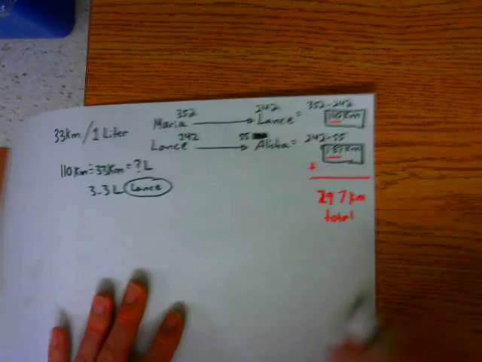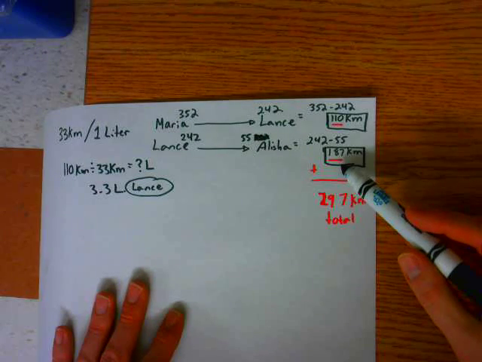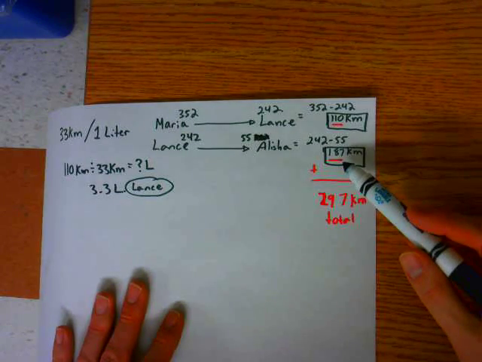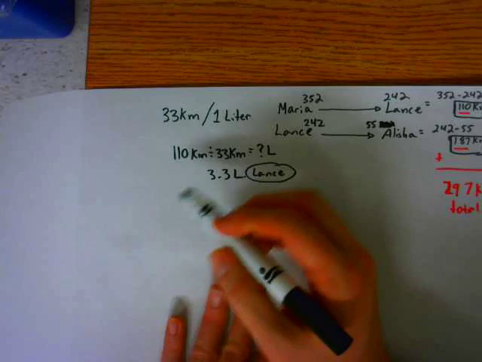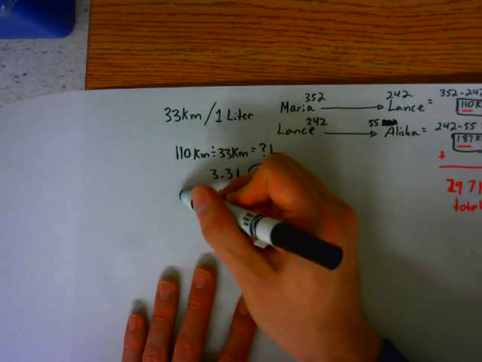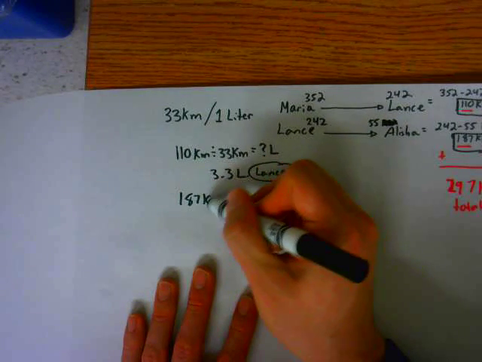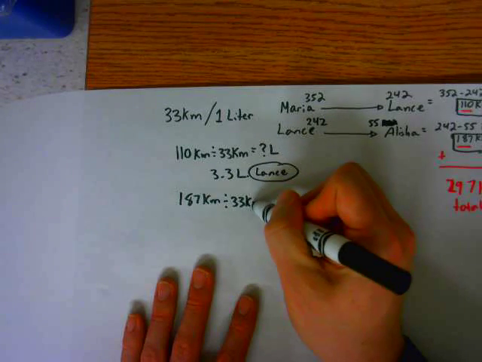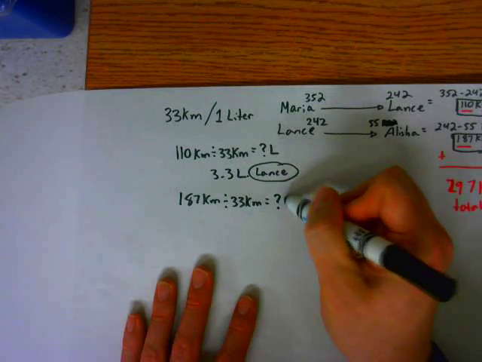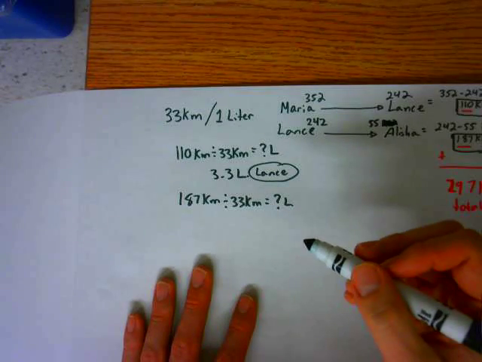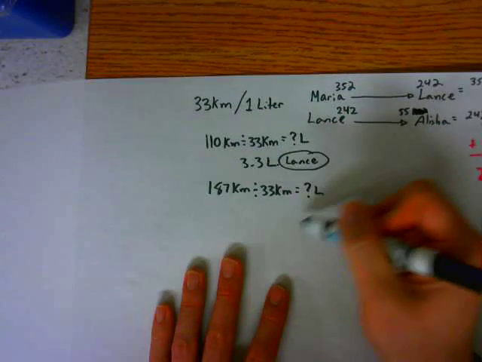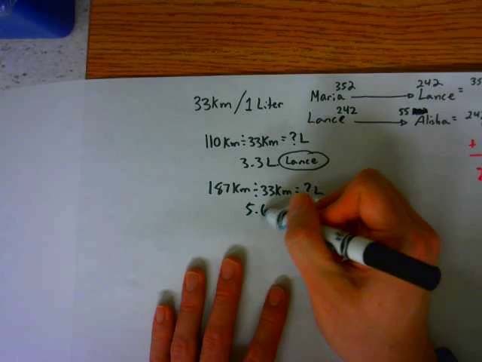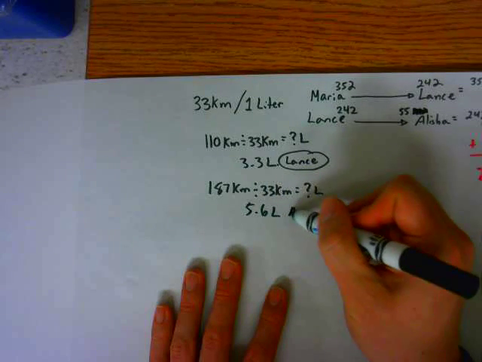Then how much gas did she use to go from Lance's to Alicia's house? Well, we know from earlier she traveled 187 kilometers. So we'll repeat the math that we did earlier. We take 187 kilometers and divide it by 33 kilometers, and that will tell us how many liters she used. And this time we'll get the answer 5.6 liters. And that was for Alicia's house.